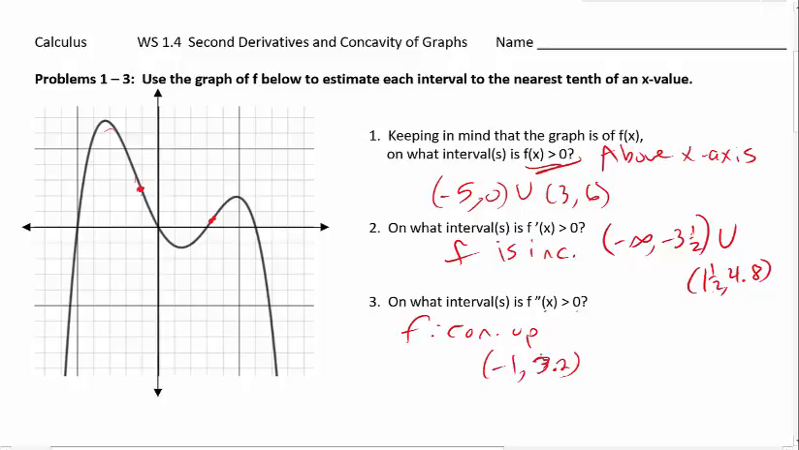Somewhere in that ballpark. Again, if you're a few tenths off here or there from what I have, that'll be acceptable. It's a bit of an approximation, a bit of an eyeball test.